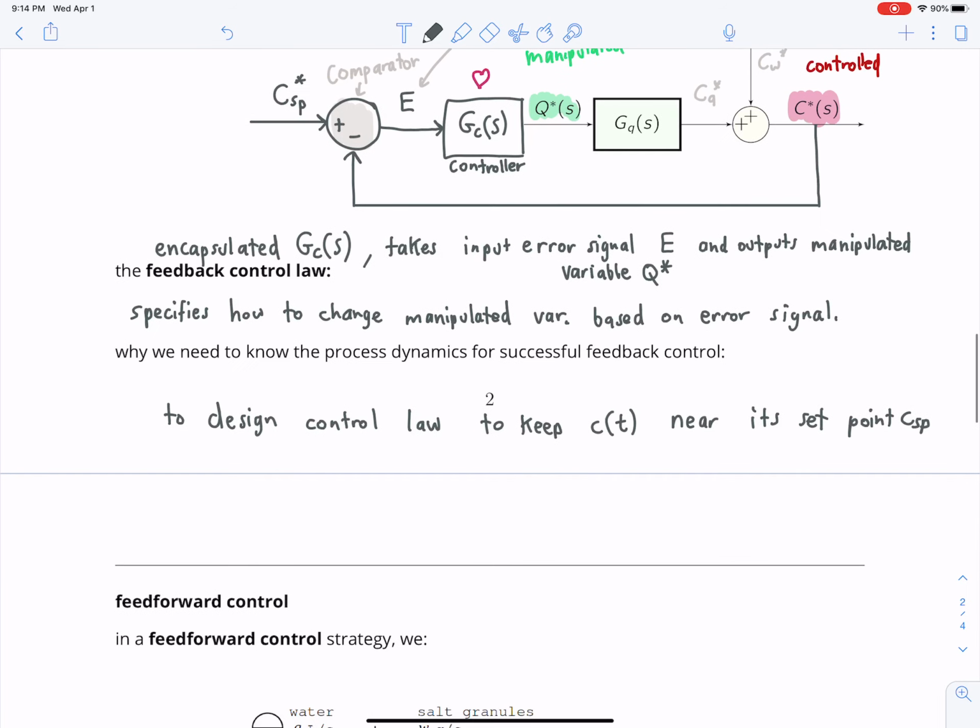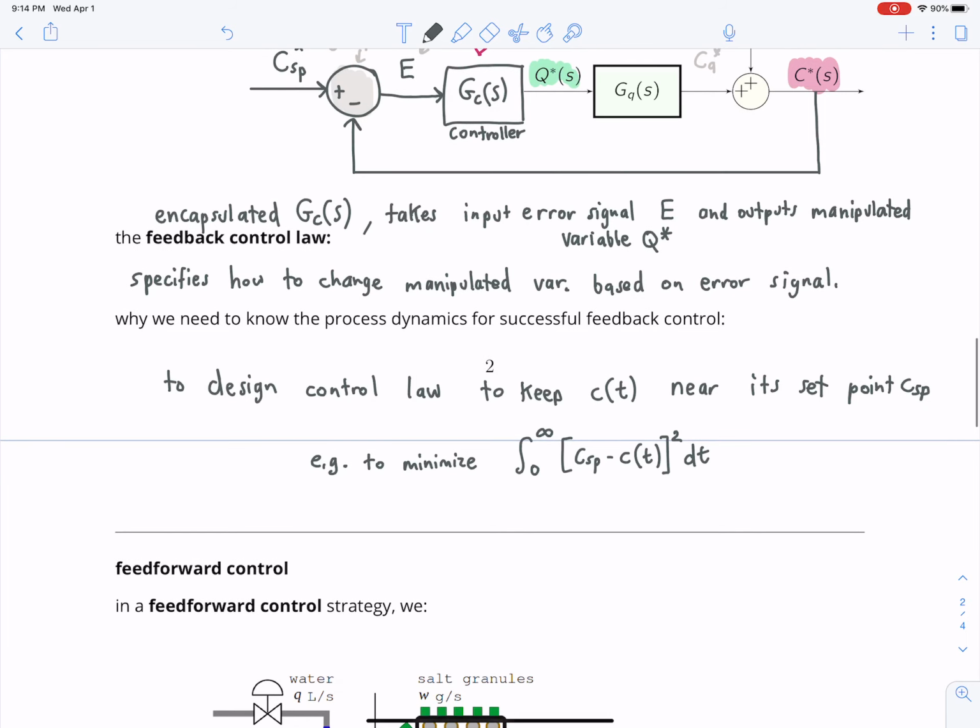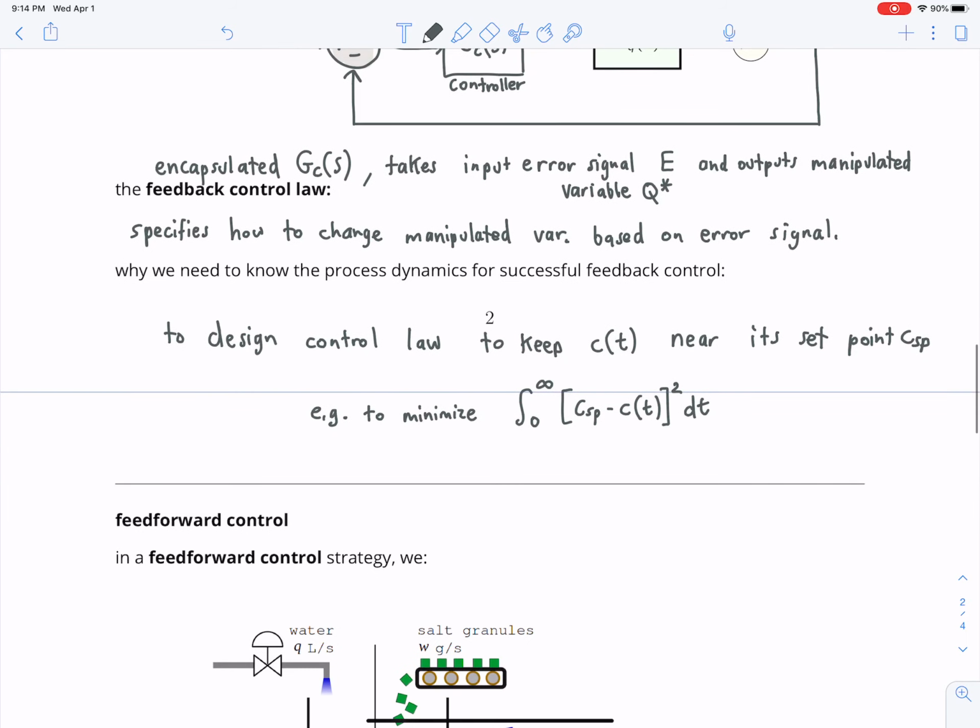So we can think of minimizing a functional. So a functional is a function of functions. So we can minimize for all time the set point minus the actual concentration, and we'll square it so there are no cancellations to make it 0. We want to minimize this integral, and what's nice is as engineers we have the freedom to design this control law to make this functional small and keep C near its set point.